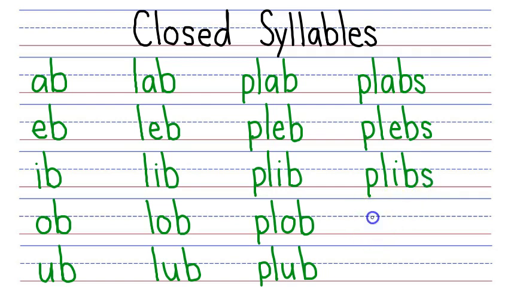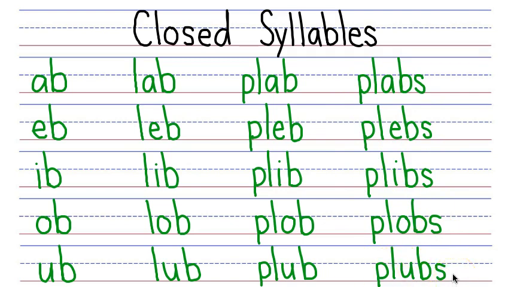For plobs, we have a P that says p, an L that says l, an O that says ah, a B that says b, and an S that says s. For plubs, we have a P that says p, an L that says l, a U that says uh, a B that says b, and an S that says s. Plabs, plebs, plibs, plobs, plubs.